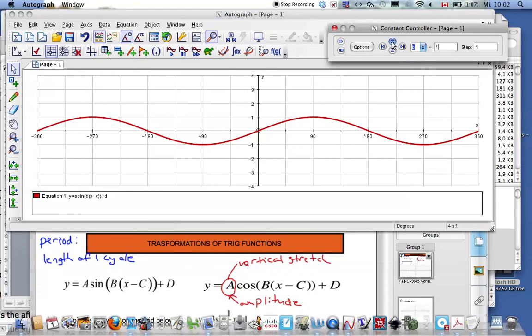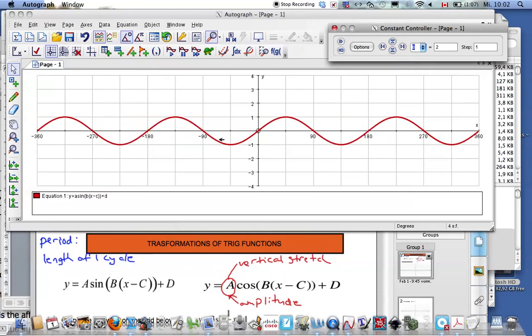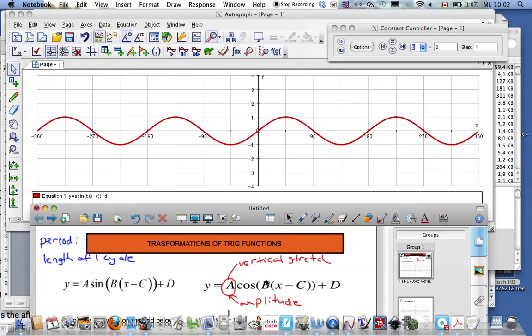Okay, well, let's see what happens when we change b to 2. Okay, so we're going to go up. Okay, so now look at this. When b is 2, the period becomes 180. So what this b is, it is basically a horizontal stretch or compression.